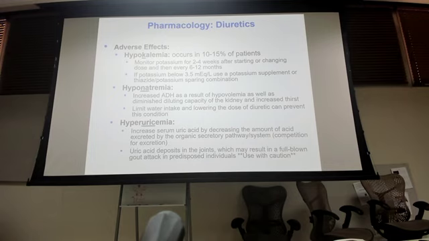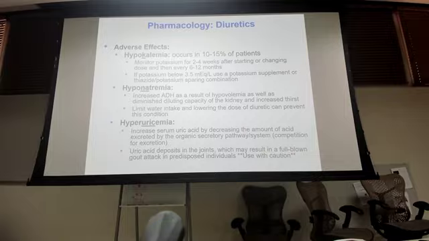Most common adverse effect, hypokalemia. 10 to 15% of our patients are going to develop it. Monitor it. Monitor the potassium. 2 to 4 weeks. Well, probably if you're just bringing them back in, it's probably going to be at that 4-week area. And then once you're stable, about every 6 to 12 months.